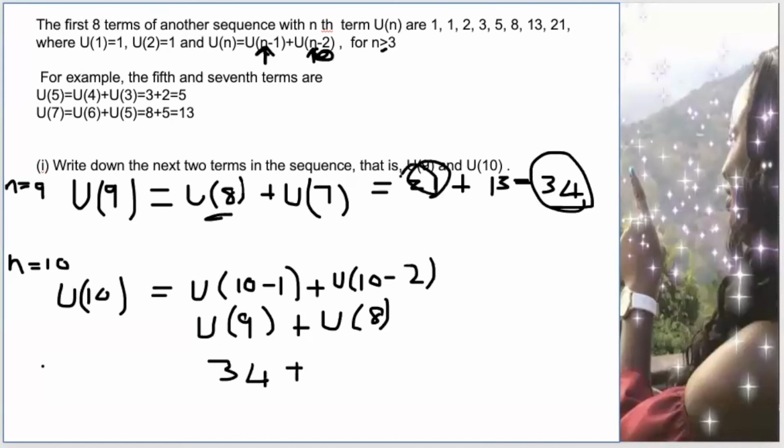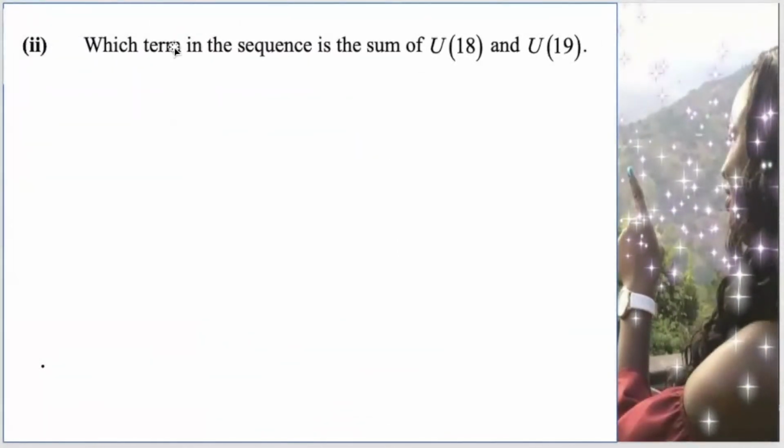I already have it here. It's 21. So 34 plus 21. So that gives me 55. So u10 is 55. And that's it. The next question, which term in the sequence is the sum of u18 and u19?